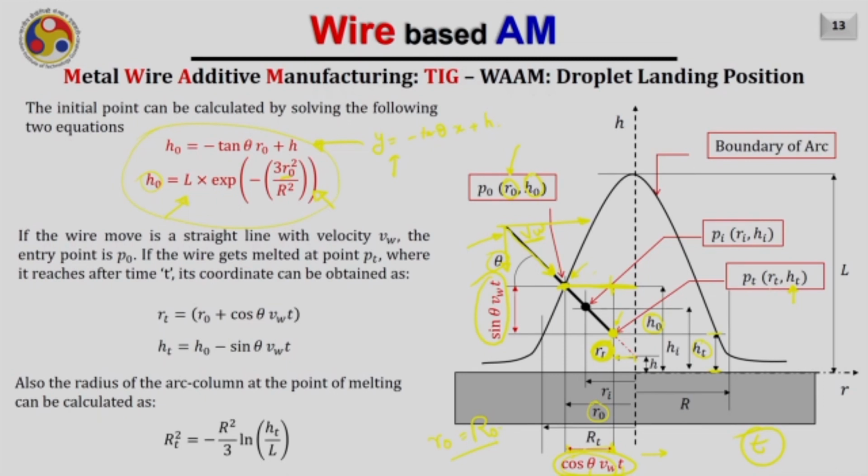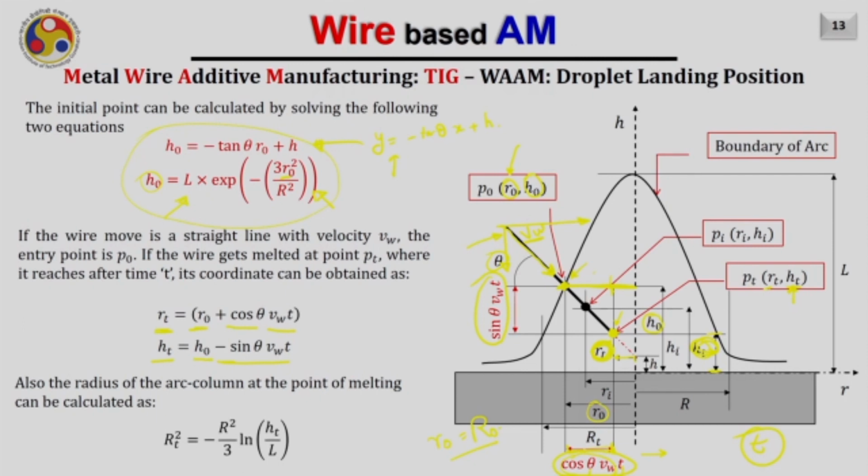Hence the coordinates of this tip where it is getting melted, RT and HT, can be given as RT equals R naught plus cos theta Vw t. R naught is the x axis position of the wire where it is entering into the arc. In a similar fashion, HT equals H naught minus sin theta Vw t.